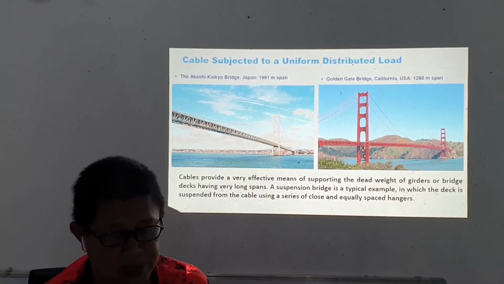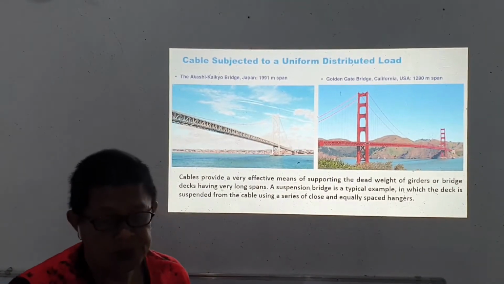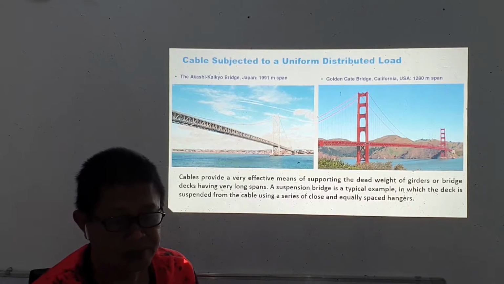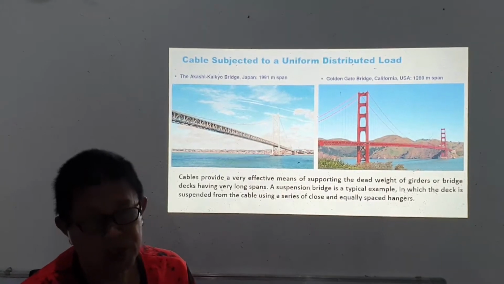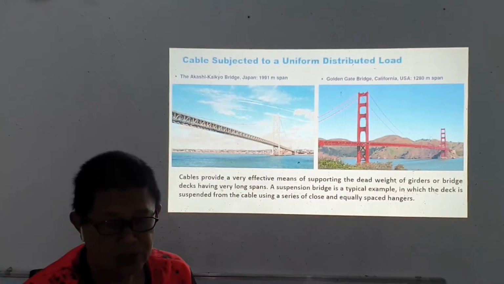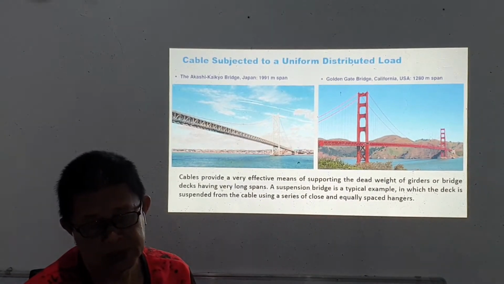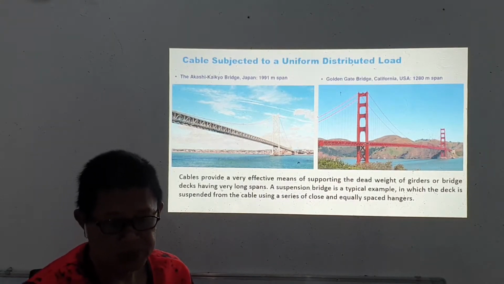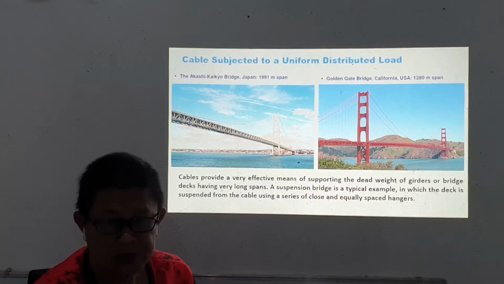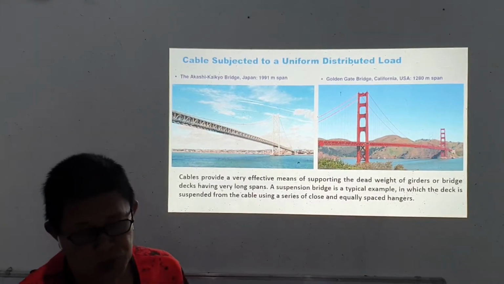So cables provide a very effective means of supporting the dead weight of girders or bridge decks having very long spans. It traverses wide and long. In our local bridges, we do not usually have these suspension bridges, but this is common especially in those areas where they are spanning large bodies of water, like in the United States, in Japan, and in Europe.